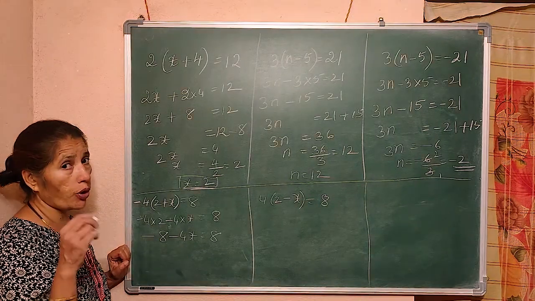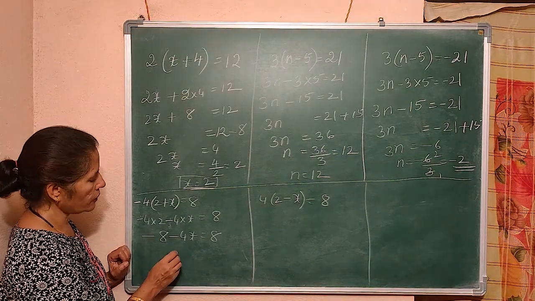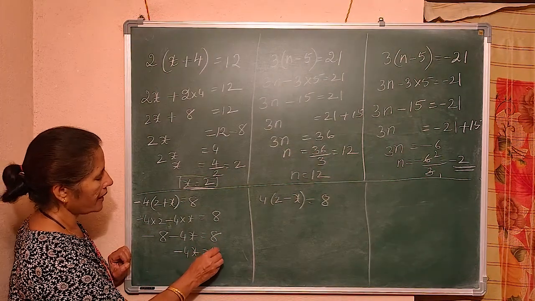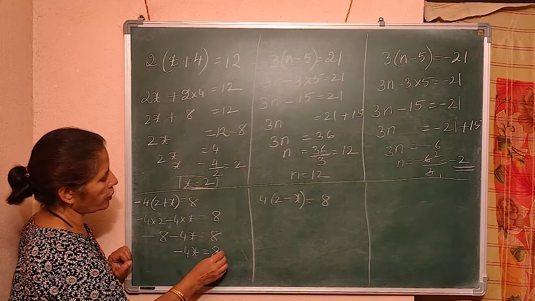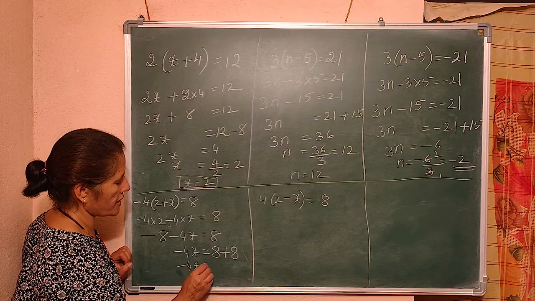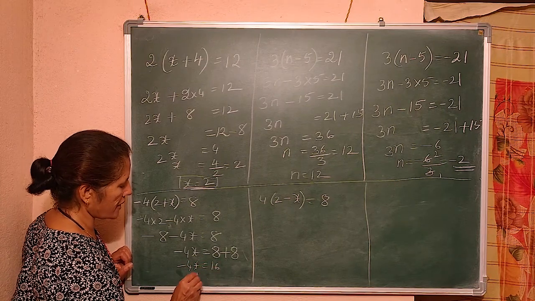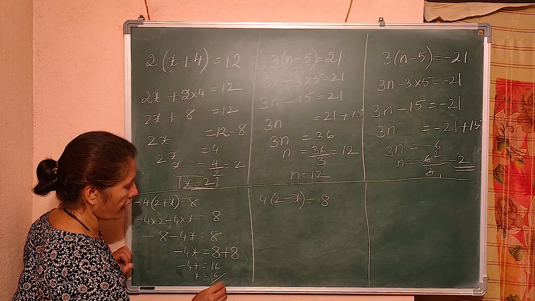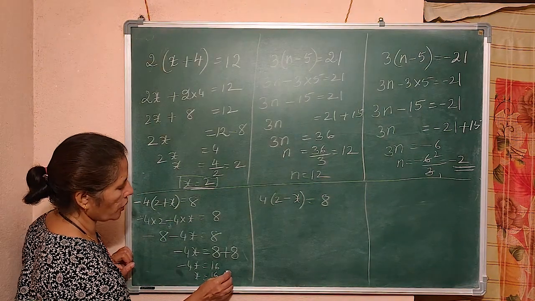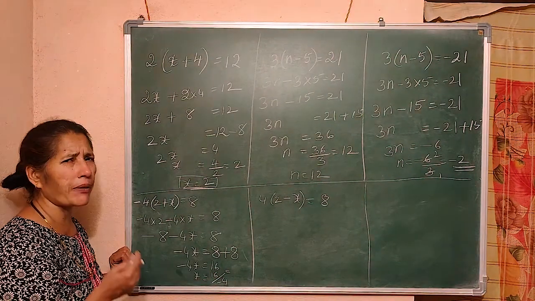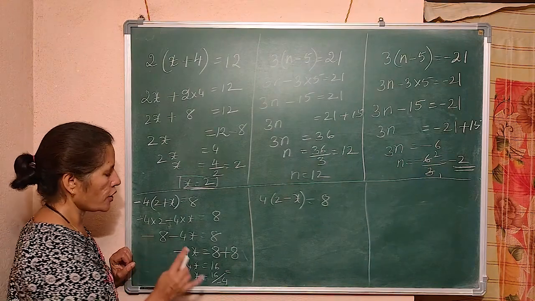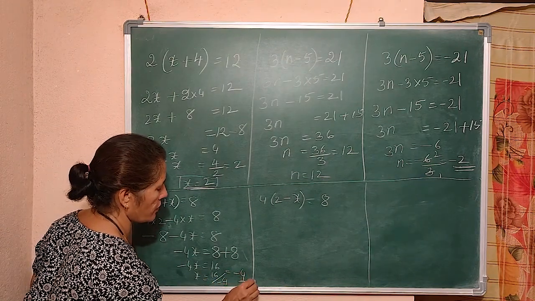So you can do two ways. Either you can keep the variable here only, minus 4x is equal to 8. Minus 8, take that side, plus 8. So minus 4x is equal to 16. So x is equal to 16 divided by minus 4. Minus 4 goes that side. So, see, minus can be here in the numerator or the denominator. The answer is negative. So, x is equal to minus 4.